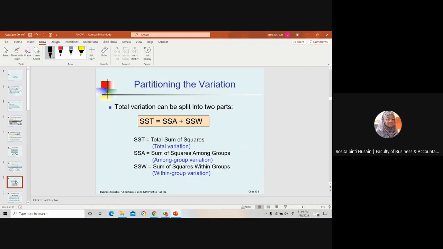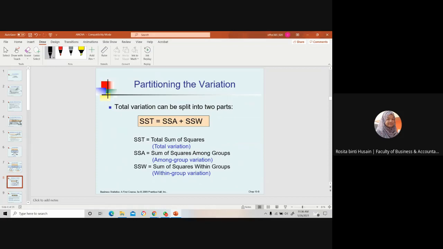Partitioning the variation, because ANOVA looks at variation, variance among and within group, because we test on the difference of samples that we draw from the same population. That is why ANOVA looks at variation. It wants to see the difference. Okay.